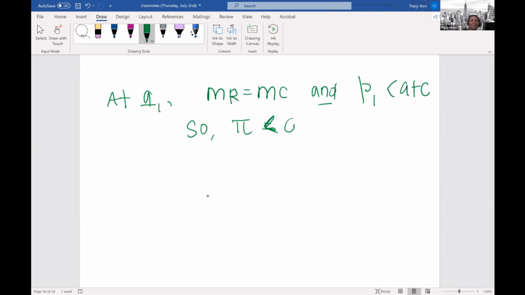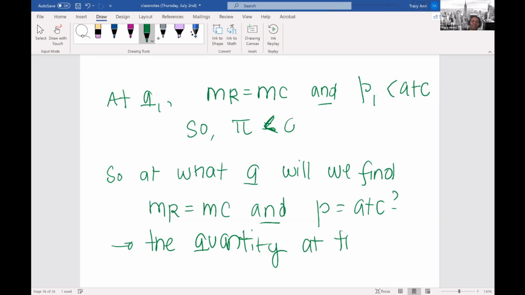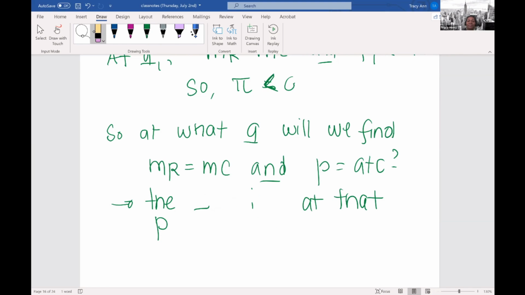So what price? The quantity at that price, or the price at that quantity, is our long run price. And then I think I have to stop. I didn't even realize the time. The price at that quantity is our long run price.